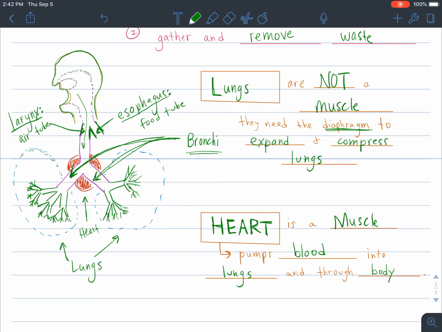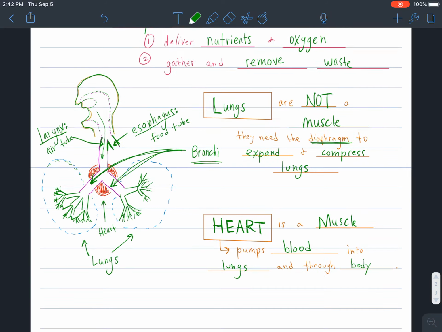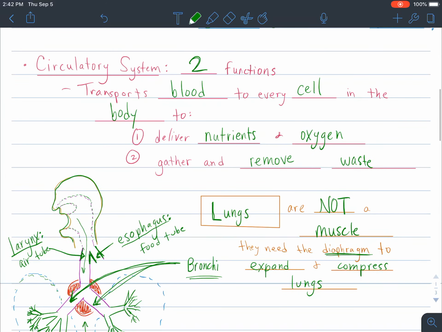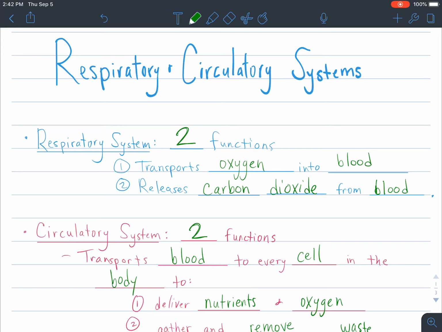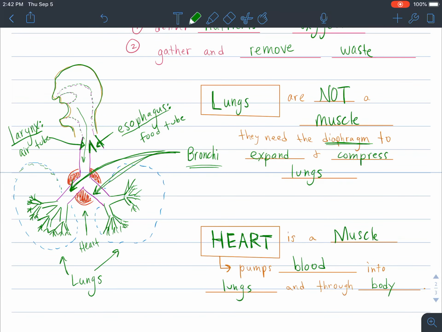So the heart is really important because it not only circulates our blood throughout our whole body and gets blood to every cell in our body, but it also forces that blood to go inside of our lungs where it gets the oxygen, which is important because one of the purposes of the circulatory system is to deliver oxygen and remove waste, and one of the purposes of the respiratory system is to transport oxygen into our blood and release carbon dioxide from the blood. So the heart and the lungs must work together.